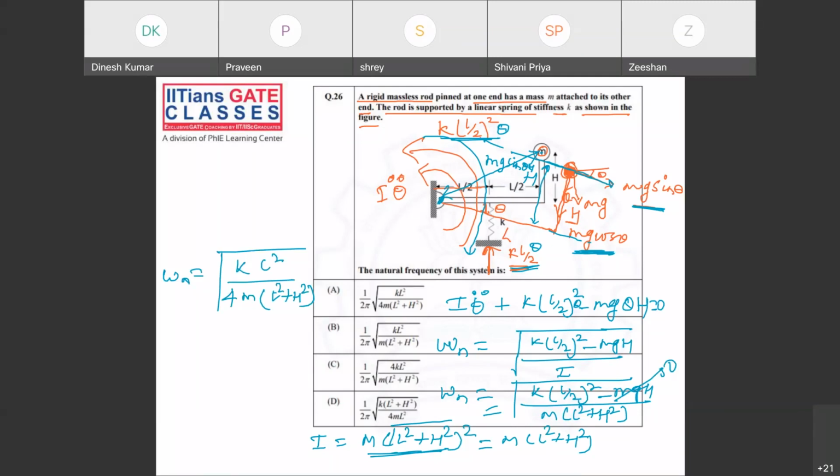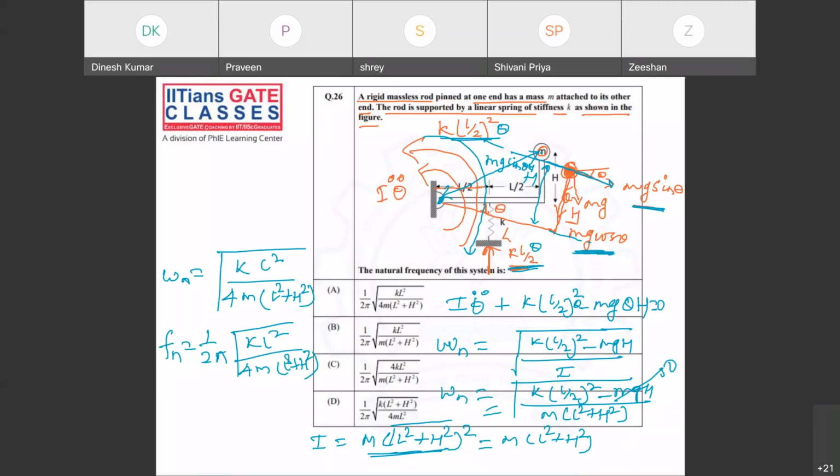And again, what did they ask? They asked Fn. They didn't ask omega n. So they ask Fn, which means frequency in hertz. So you can say your Fn is equal to 1 upon 2 pi under root K L square upon 4m, L square plus H square.